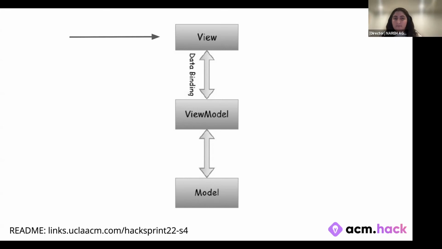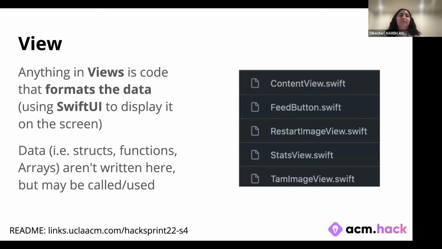So let's start with view. Anything that goes in the views folder is code that formats the data. So we're going to be using SwiftUI to display it on the screen. So this data is actually the content that we see on the screen. Again, referencing the session 3, we have the content view, which we also have, and other things that were visible on that app. The actual visuals of it go into view.